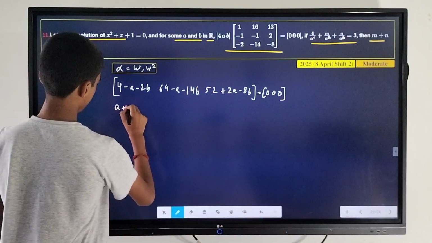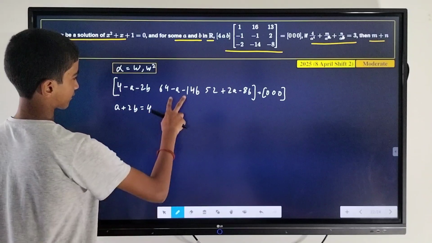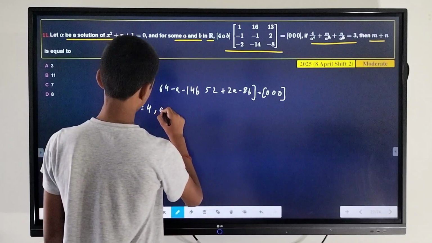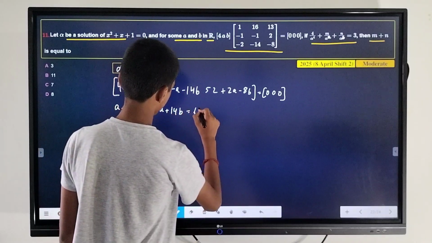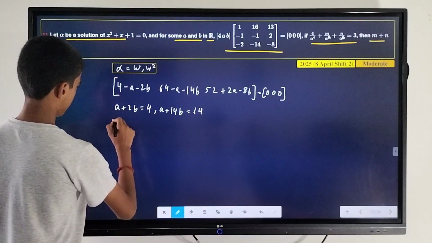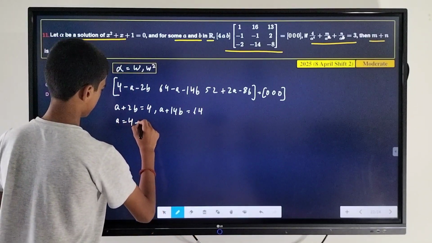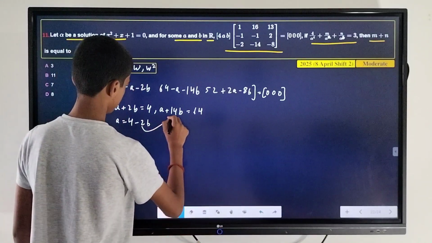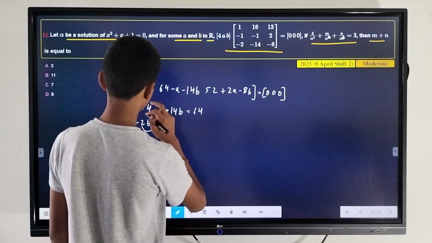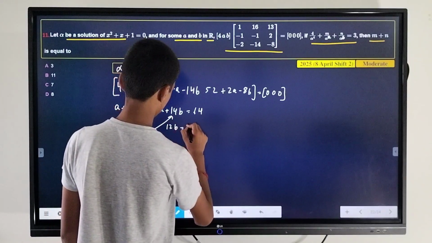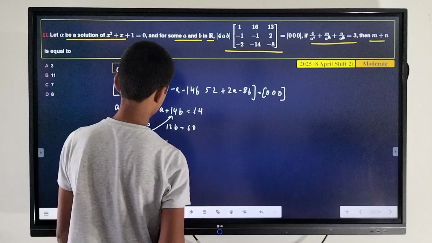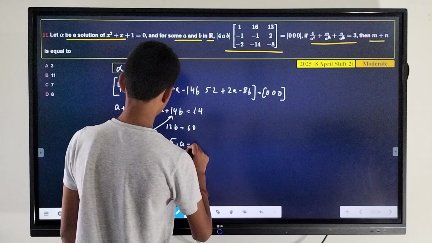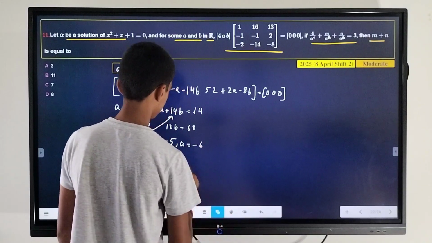From here we will get a plus 2b is equal to 4. We will take only first two equations, and a plus 14b is equal to 64. From here we will get a is equal to 4 minus 2b. Substitute in this equation. We will get 12b is equal to 60. b is equal to 5 and a is equal to minus 6.